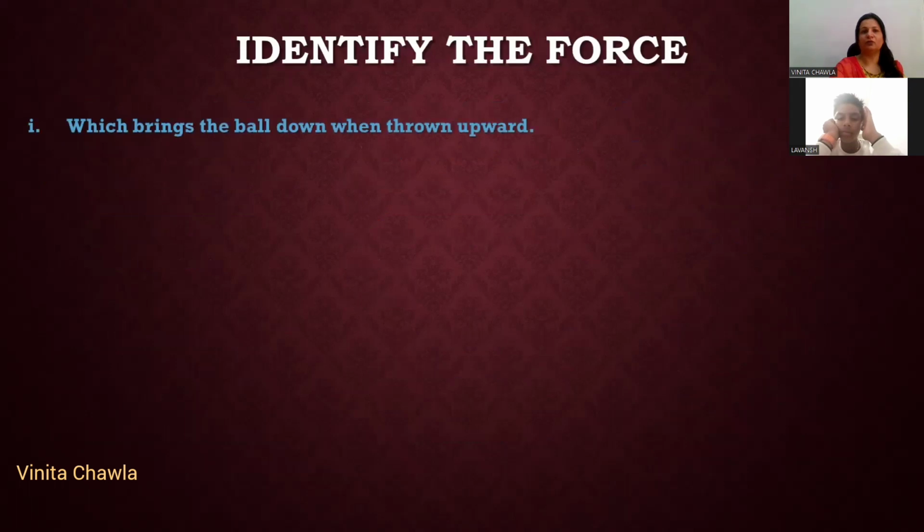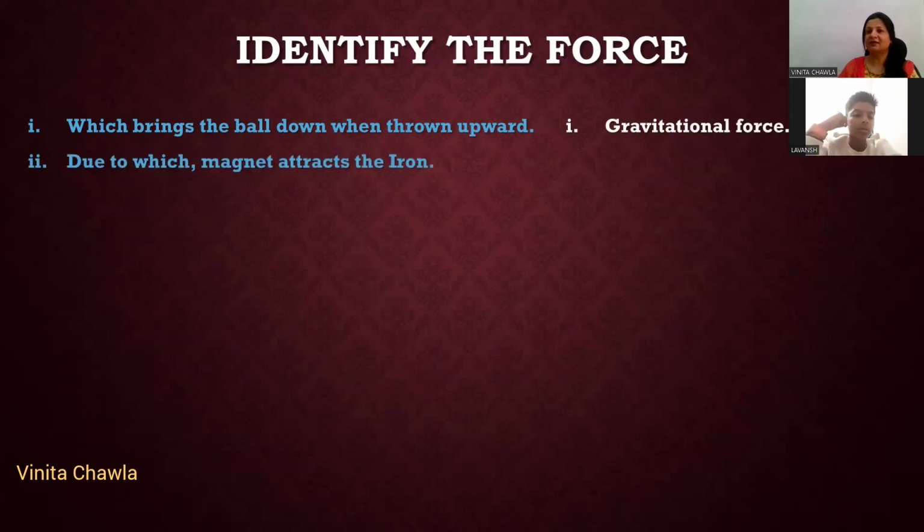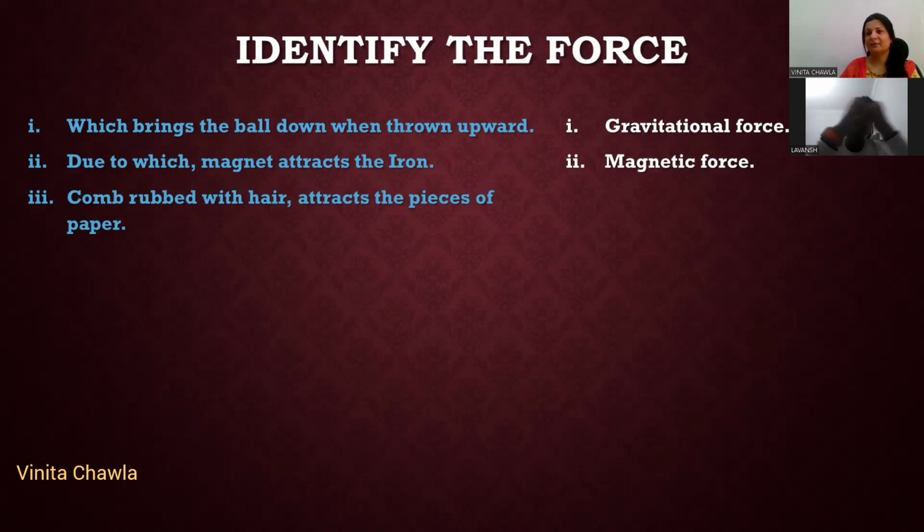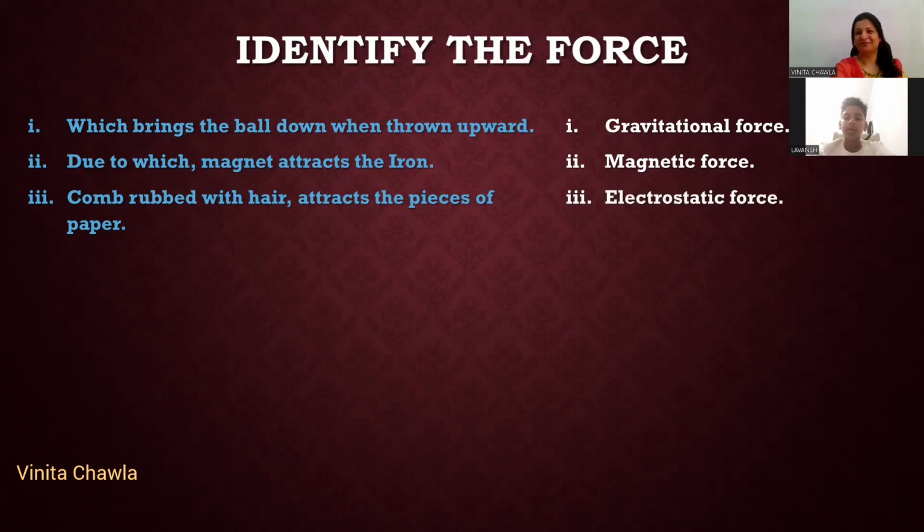Now you have to identify the force which brings the ball down when thrown upward. Name the force. Gravitational force. Very nice. Next, due to which does a magnet attract iron? Magnetic force. Good. Foam rubbed with hair attracts pieces of paper. Electrostatic force.